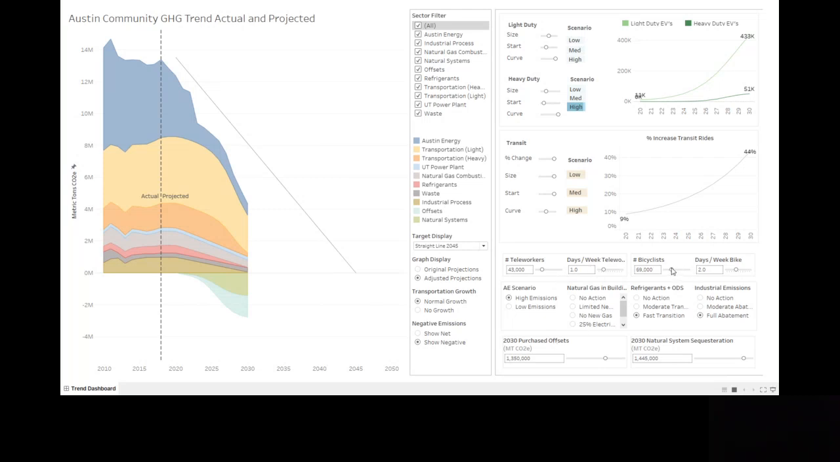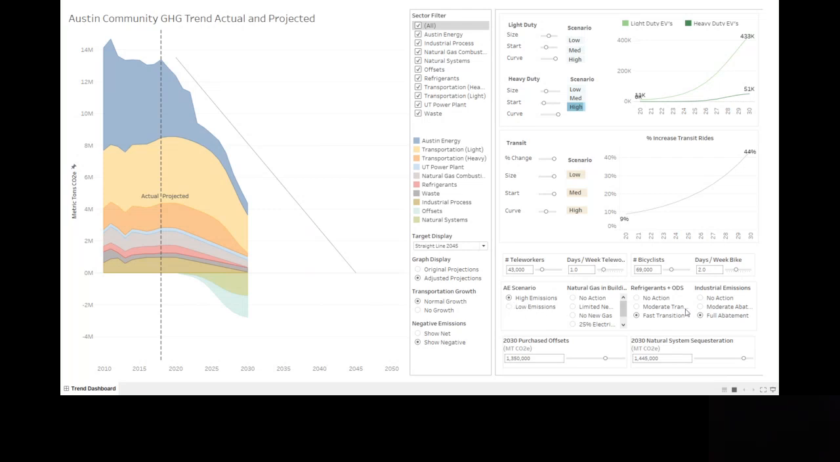Similarly, bicycling increase in the community is modeled after a commute-based calculation. So this is 64,000 people biking to work 2 days a week. And there are other ways to model bicycling. Obviously, people ride bikes other times than to work, but this is just a simple way to think about the amount of trips that would have the same effect on transportation emissions.